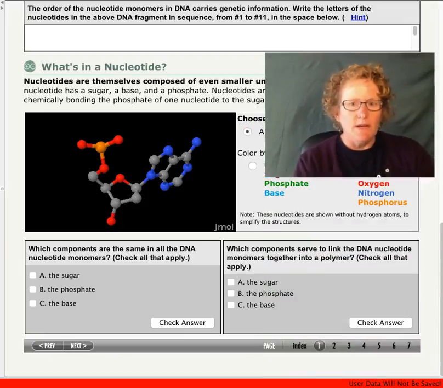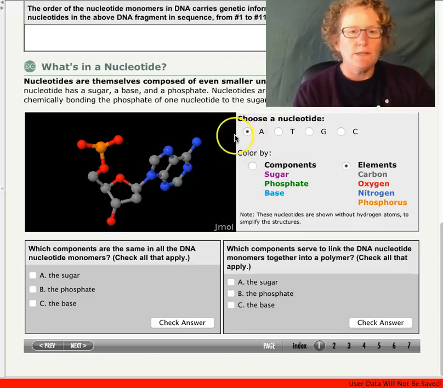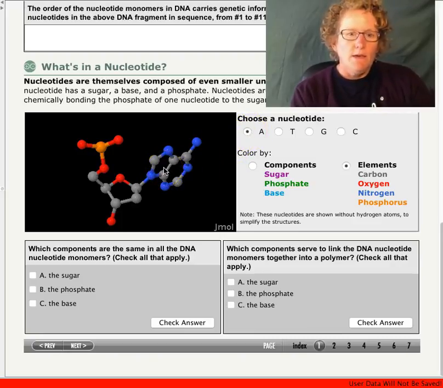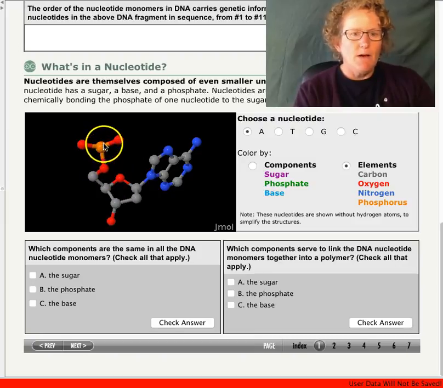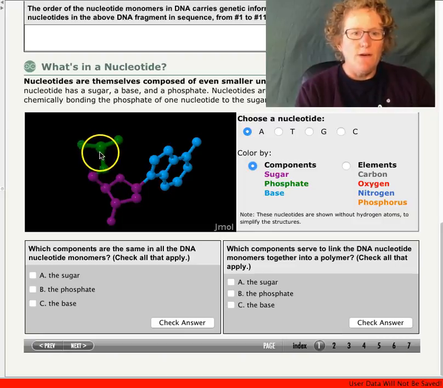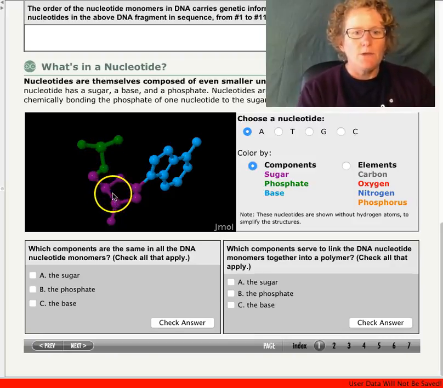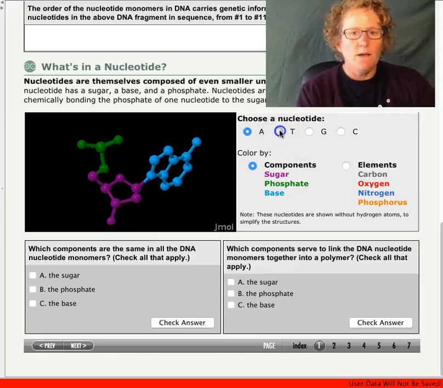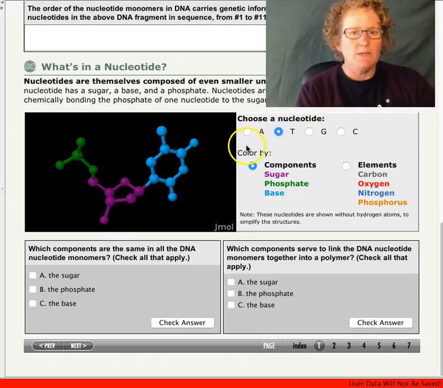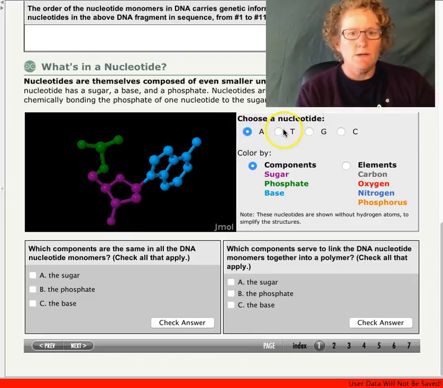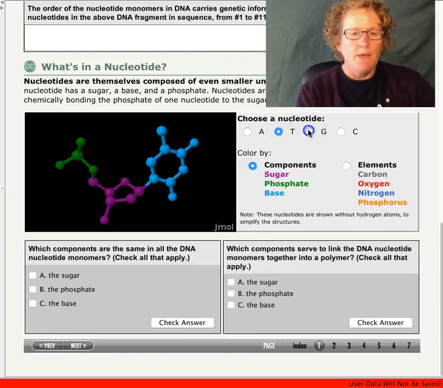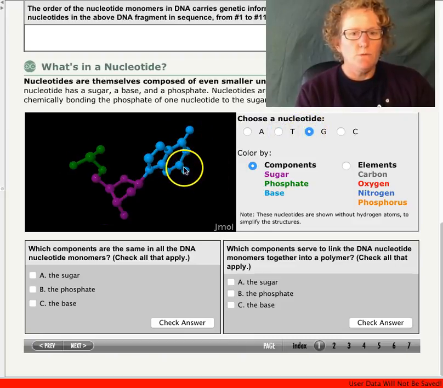What's in a nucleotide? Well, let's look at what's in adenine first. Remember I said all this stuff is the same. Let's check out, this is the phosphate, this is the sugar that makes up the nucleotide. There are 3 parts: the phosphate, the sugar, and the base. Now as we click through and look at different nucleotides, the base changes.